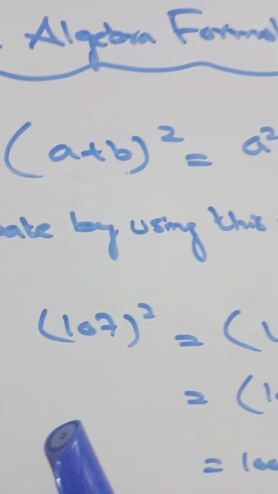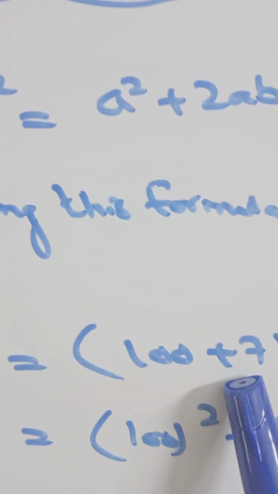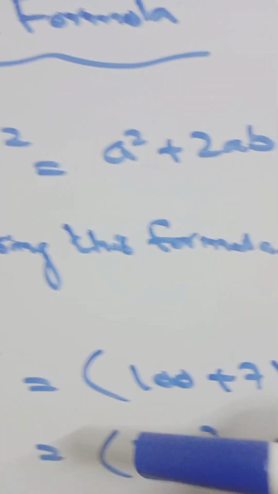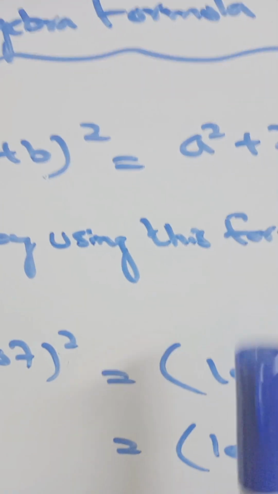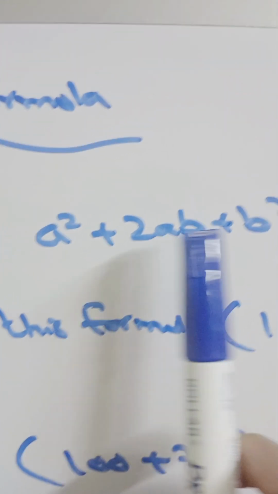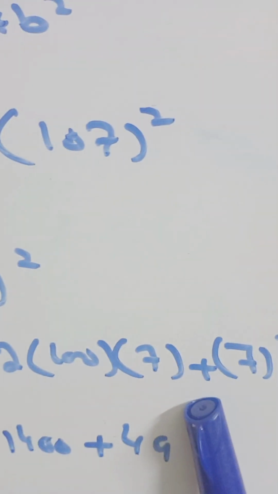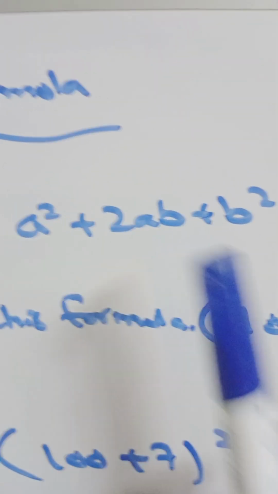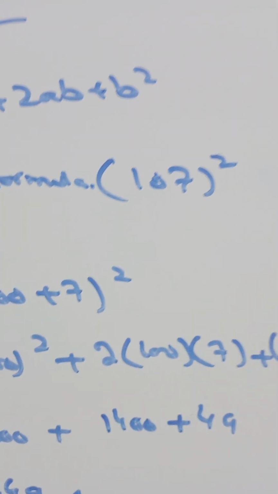What does it mean? Solution: it means 100 plus 7. We take that number so it can be easily solved. So I can say that 107 means (100 plus 7) whole square. Now by using this formula, we open it accordingly. First term 100: a square plus 2ab plus b square. What is the first term here? 100 whole square plus b whole square. Now according to this formula, 2ab is 2 times 100 times 7. I think you understand that.